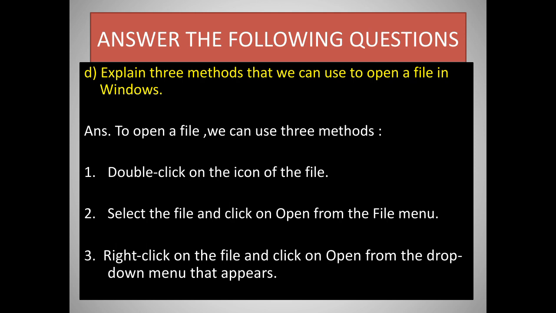What you have to do, student? You have to right click on the file and from the drop down menu you have to click on open. So these are the three methods we can use to open a file. Got it? So you can write down these are the three methods. Now come to the next question. That is question number E.